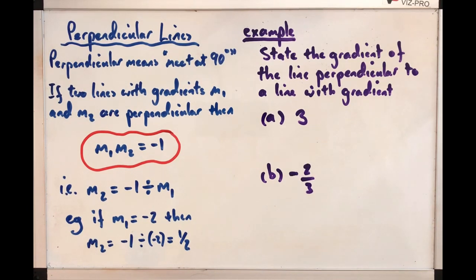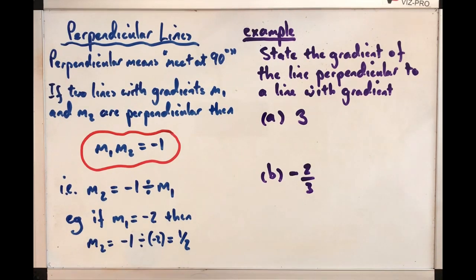Now, we would normally use that as the following. If we want the perpendicular gradient, we do minus 1 divided by the gradient of the line we've got. For example, if m1 was minus 2, then the perpendicular gradient would be minus 1 divided by minus 2, which would be 1/2. Remember, a negative divided by a negative is a positive. Leave it as a fraction rather than writing a decimal. We prefer fractions for gradients, and if necessary, top-heavy fractions rather than mixed numbers.